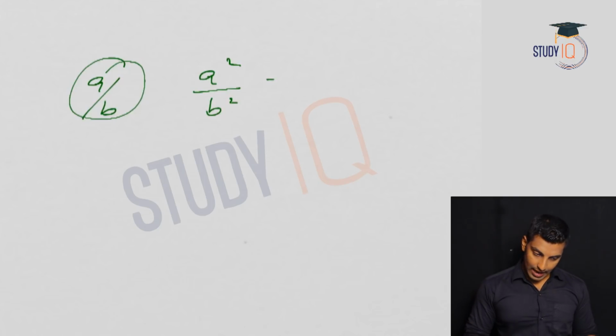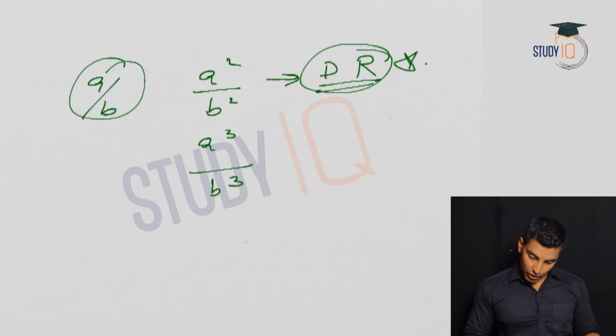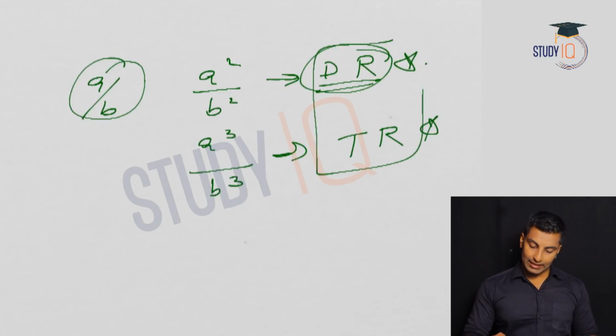So what you get is a square by b square. What we call this is the duplicate ratio. Okay, this word needs to be understood. Now if it is 3 times, that is a cube by b cube, you call it the triplicate ratio. Only for the purpose of understanding the words I am discussing; otherwise this property is known to you.